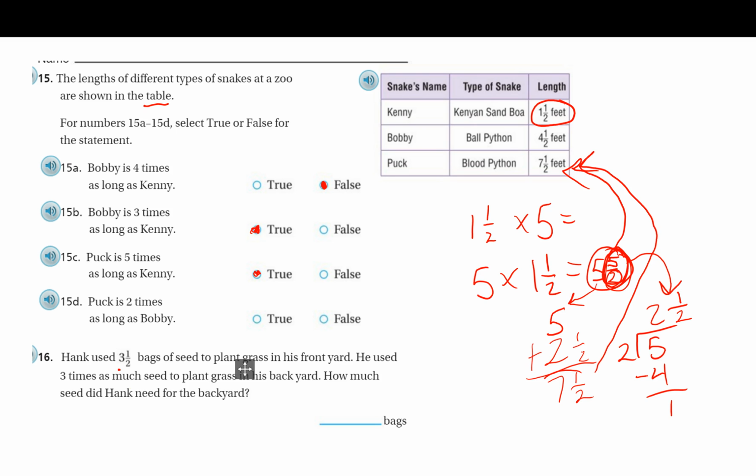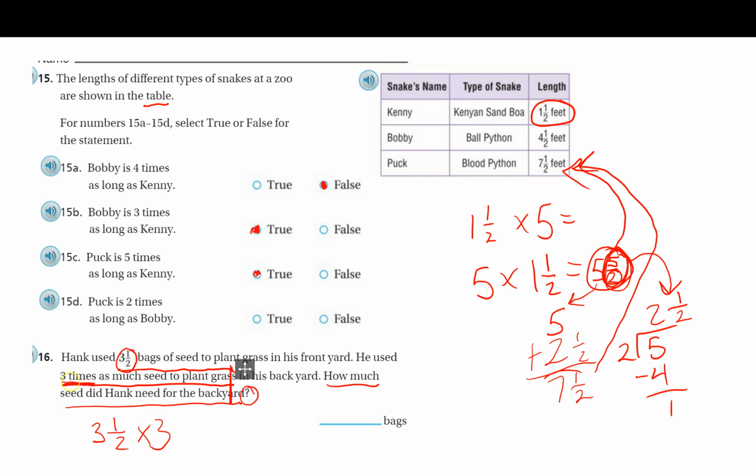He used 3 times as much in his backyard. How much seed did Hank need for his backyard? That's our question. So we need to take the 3.5 bags that he used for the front and times it by 3. 3 times. That's how we know to multiply it by 3. Taking the amount that he used in the front yard, 3.5, and we do that 3 times to get how much he used in the backyard.